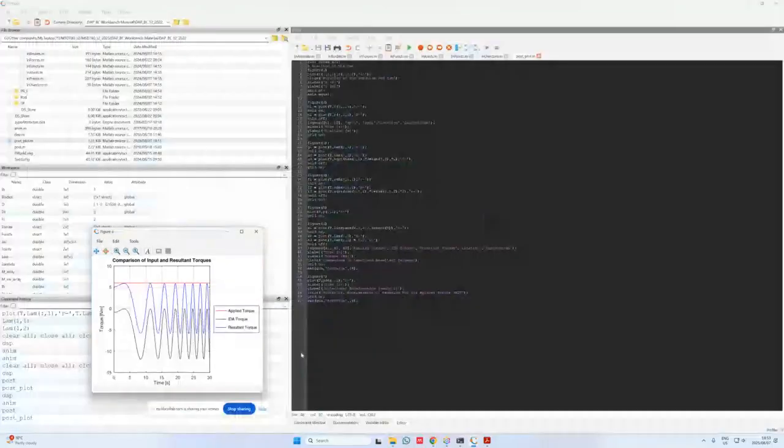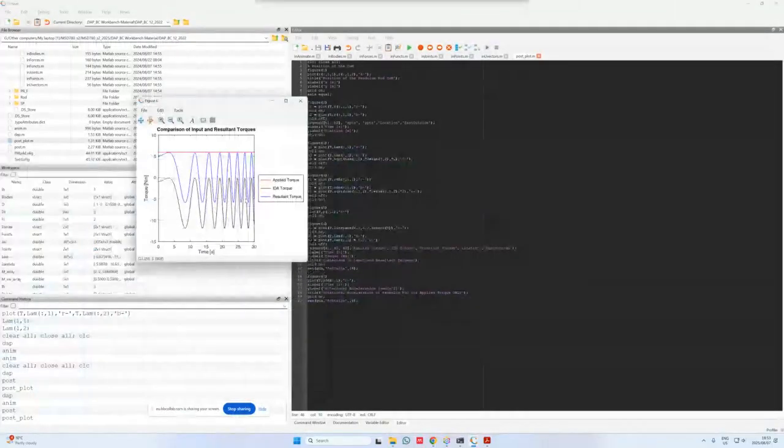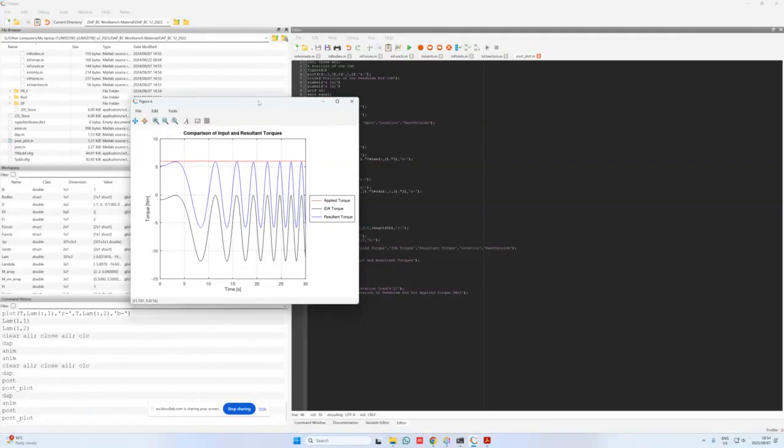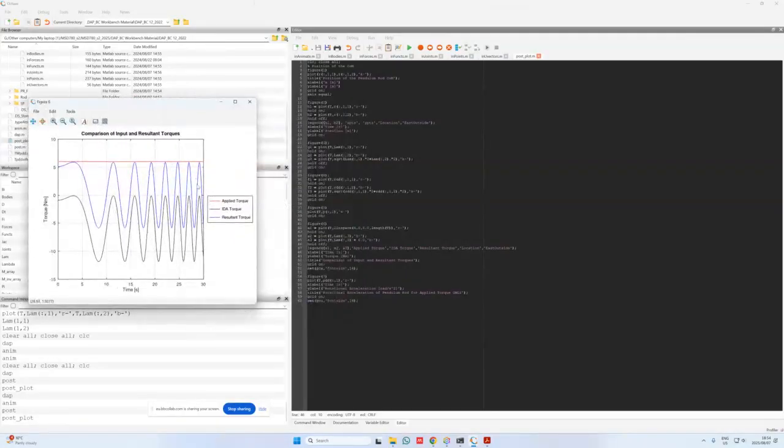But to perhaps better illustrate what is happening from a dynamics perspective, or from a force perspective, to the system, I can essentially plot the applied torque, which I know is 6 Newton meters. I specified this under the forces file. Then I also have an IDA torque, or an inverse dynamic analysis torque.